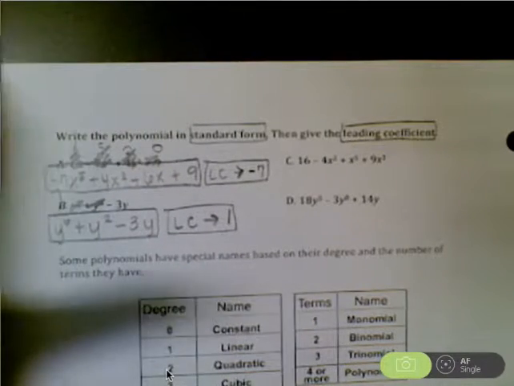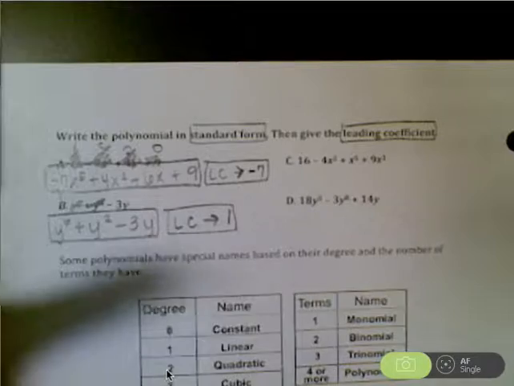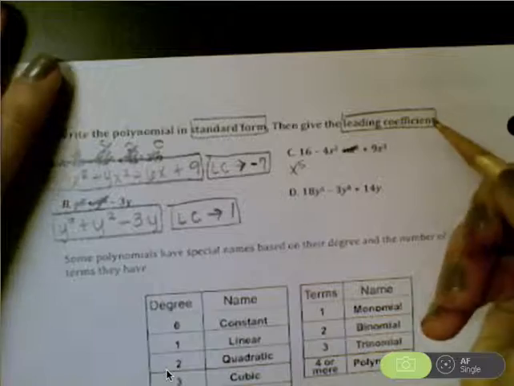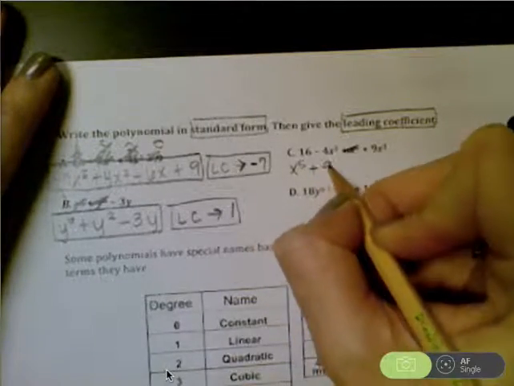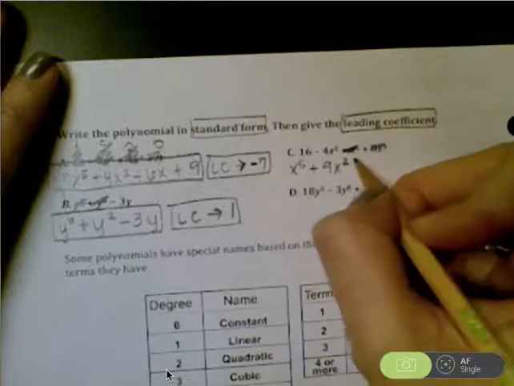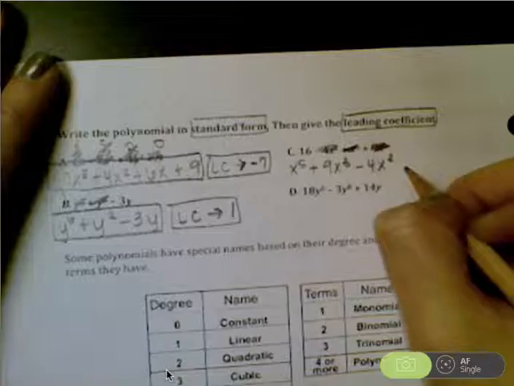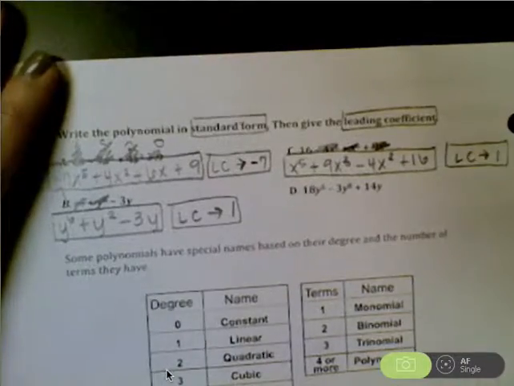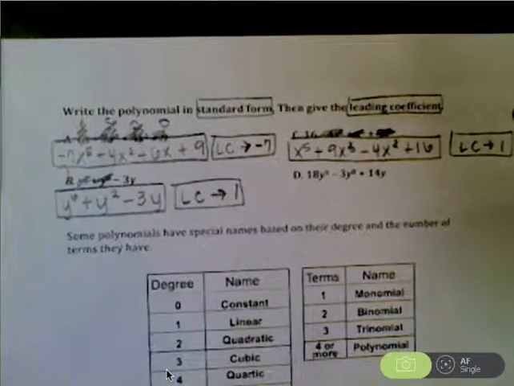Okay, letter C, 16 minus 4x squared plus x to the fifth plus 9x cubed. So Connor, what monomial would go first in standard form? X to the 5th power. Good. Keep going. 9x cubed. Minus 4x squared. Plus 16. Very good. And the leading coefficient? Good. Notice you have to put it in standard form before you can identify what the leading coefficient is.